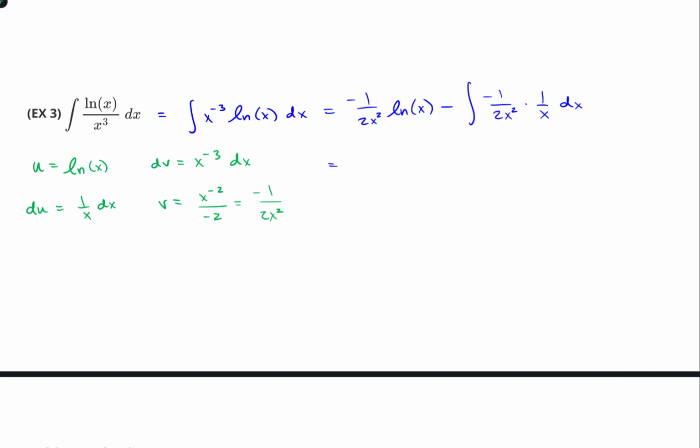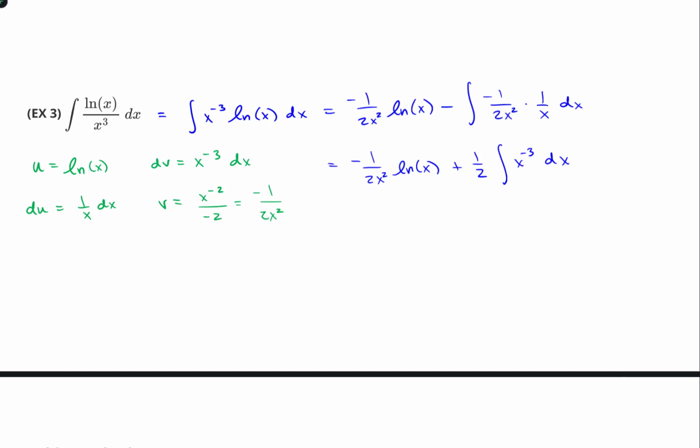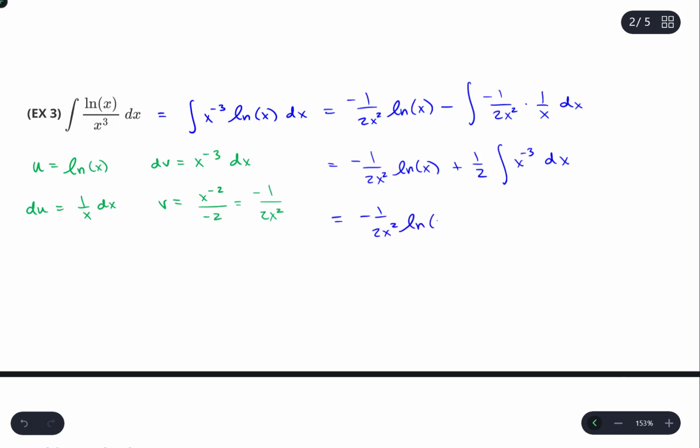Okay, I've got some negatives that will cancel. So negative 1 over 2x squared natural log x. I can simplify all this as plus 1/2. This would be 1 over x cubed, so I'll go ahead and write it as x to the negative third dx. And that is something I can integrate. So 1/2 times, add 1 to my exponent, so x to the negative second over negative 2 plus c.